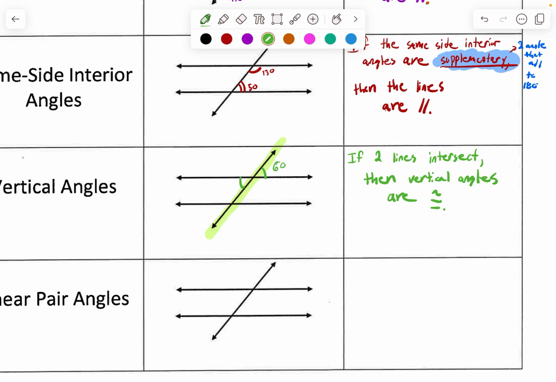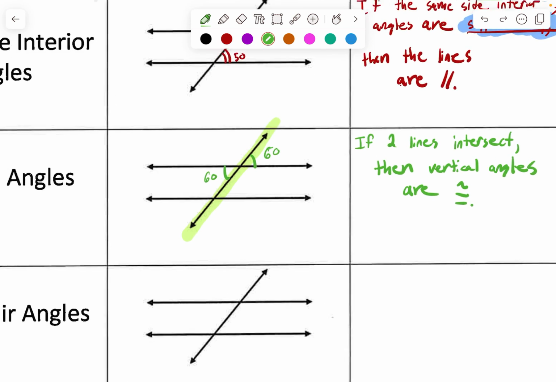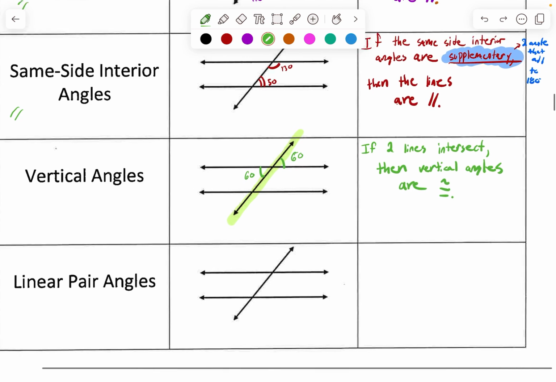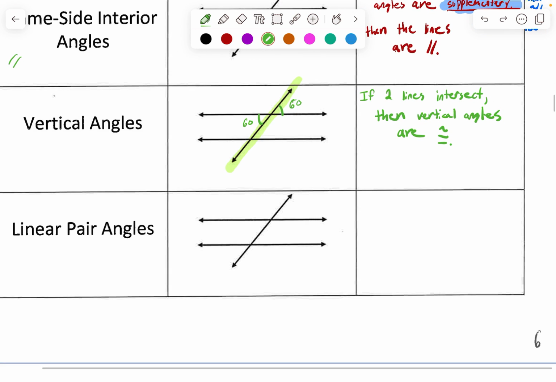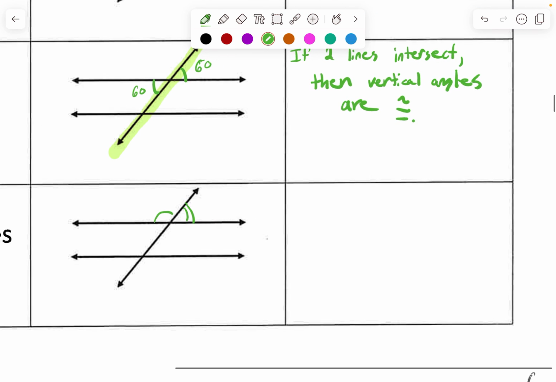Let's go 60. This is 60 then, right? You don't know anything about this line. You can't say this is 60 over here, right? If that's all they give you, you got to pay attention to what they're providing you. And then same goes for linear pair. That's not proving parallel lines. We said linear pairs will be on one line and they will add up to 180, right?